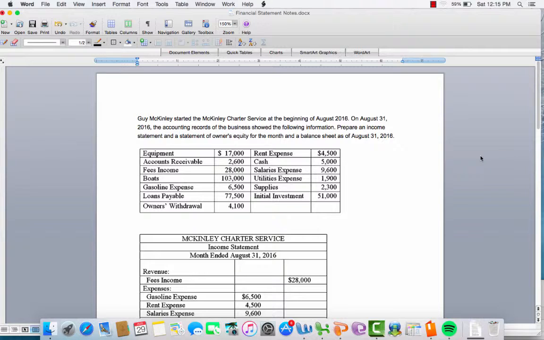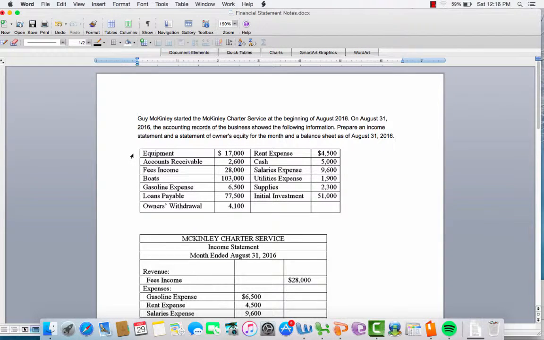And we're going to look at the balance of each of these accounts and use that information to prepare three of our financial statements. So, the company that we're interested in is McKinley Charter Services. And this company runs charter boats out into the ocean for deep sea fishing. So we can see some of the different expenses and revenue types and also the assets and liabilities that we have for this particular company down below.